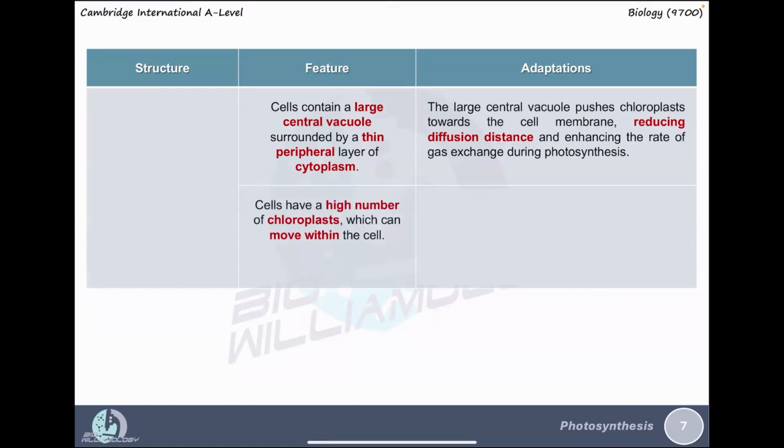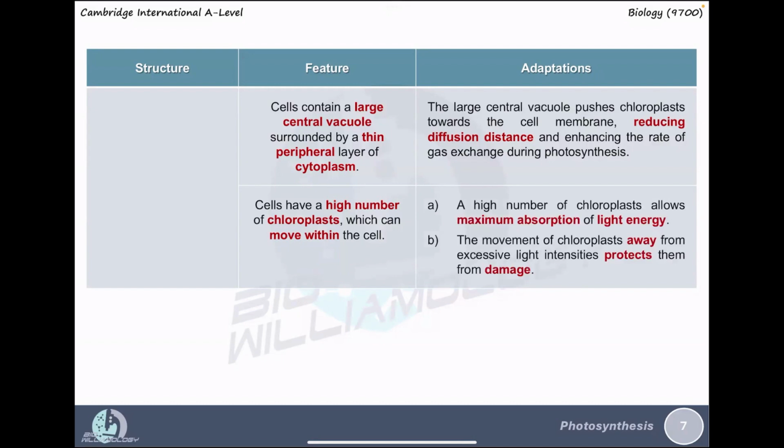Finally, we have these features where the cells have a higher number of chloroplasts and these chloroplasts can move within the cells. Having a high number of chloroplasts allows maximum absorption of light energy, and the movement of chloroplasts away from excessive light intensity actually protects them from damage.